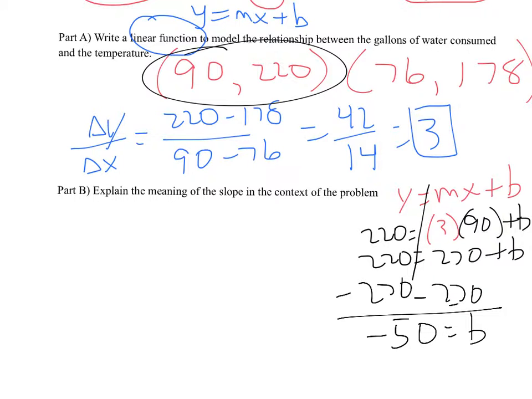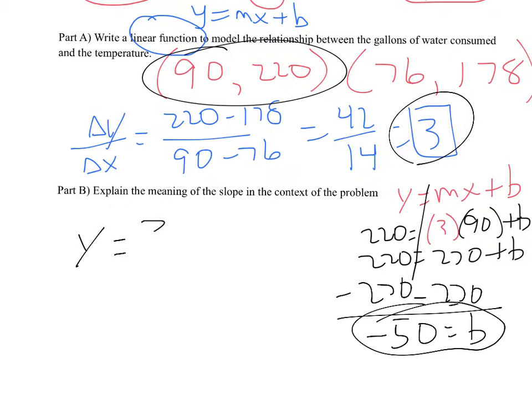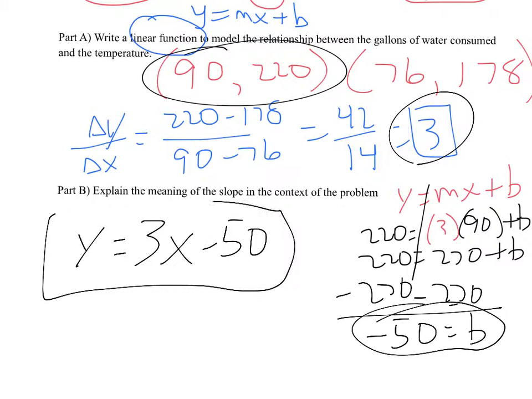So there's my y-intercept. I now have my y-intercept. I have my slope up here. So my equation for part A, even though I'm writing it down here, we wouldn't have much room, is y equals 3x minus 50. That's my linear function for part A.